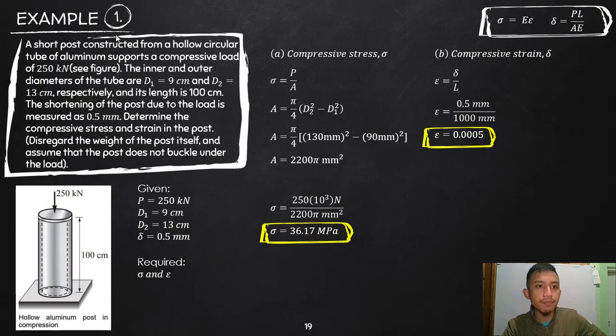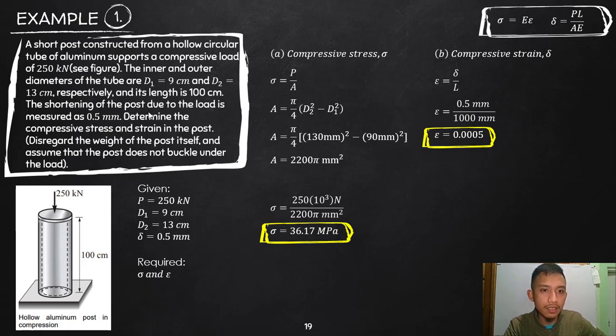So let's have an example. It says there that a short post constructed from a hollow circular tube of aluminum supports a compressive load of 250 kilonewton, which is in this figure. It is hollow, inside is a space. The inner and outer diameters of the tube are 9 and 13, respectively, and the length is 100 centimeters. So that is just a short column. 100 centimeters is equivalent to 1 meter.